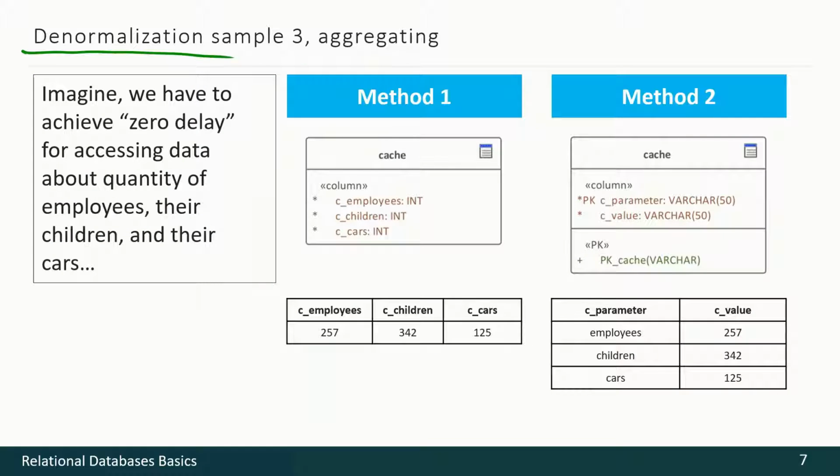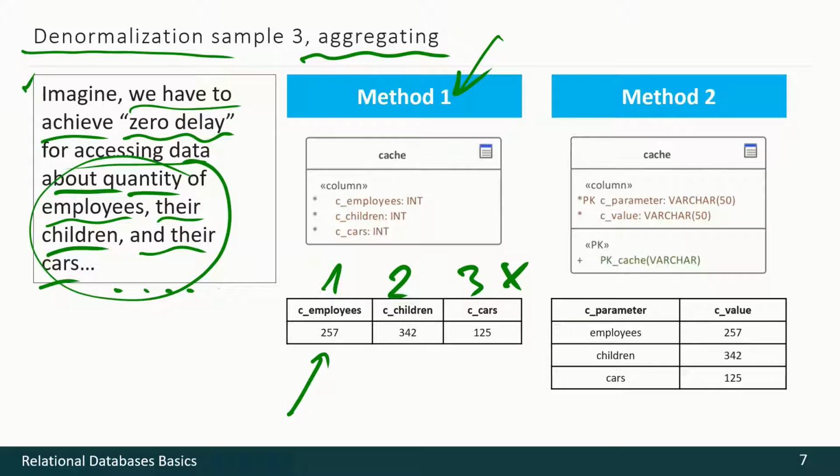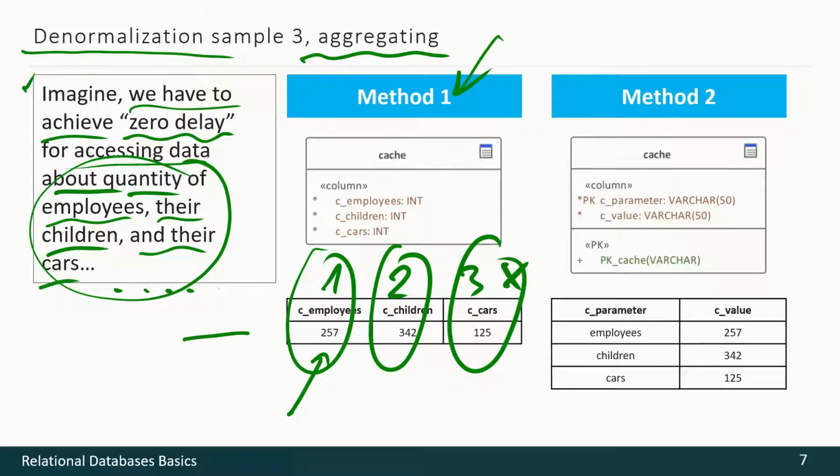The next approach is aggregating data. Imagine we have to achieve, once again, zero delay for accessing data about quantity of employees, their children, their cars, and something like that. We may use several methods. Method 1. If we have little data to aggregate, we have only 3 parameters like employees, their children, and cars, and nothing more, we may use this approach where each parameter becomes a column of a table. The table should always have one row only. And this is the aggregated, pre-calculated data that is stored in such an aggregating relation.